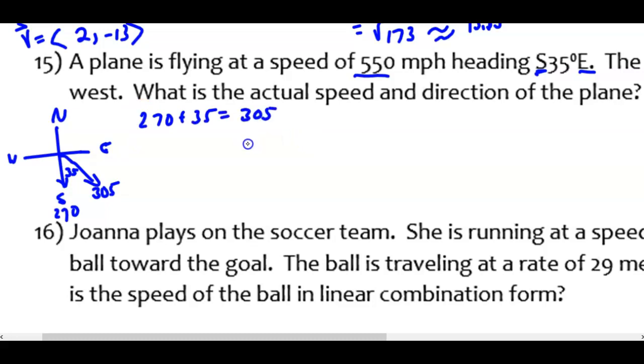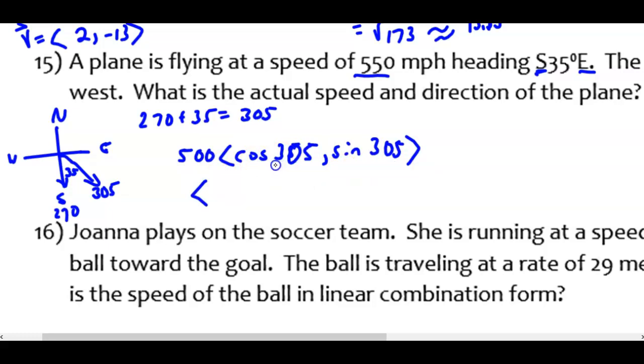Now we need to make our vector. We have the magnitude times cosine of 305, sine of 305. So 550 times cosine of 305, use your calculator, guys, is going to be 315.47. And 550 times sine of 305 is going to be negative 450.53.